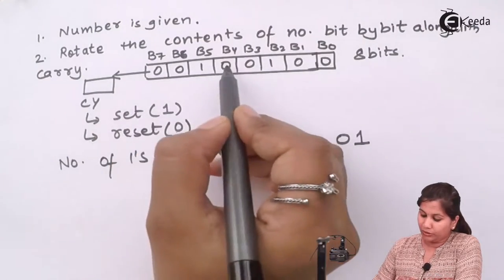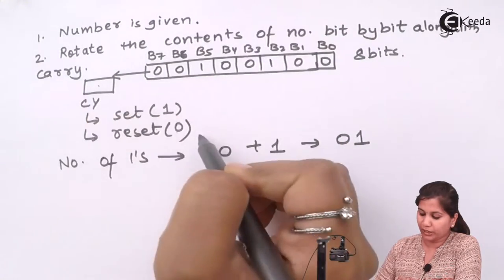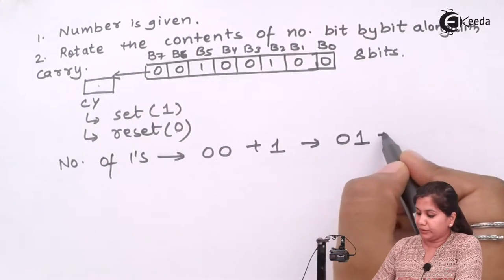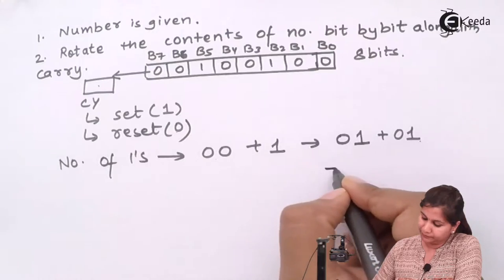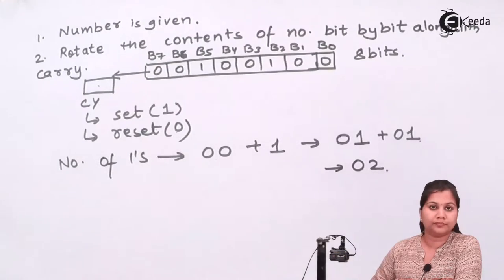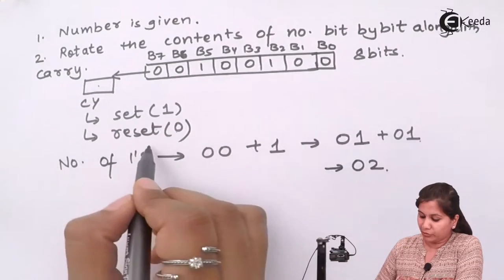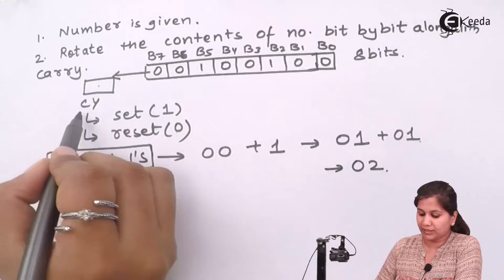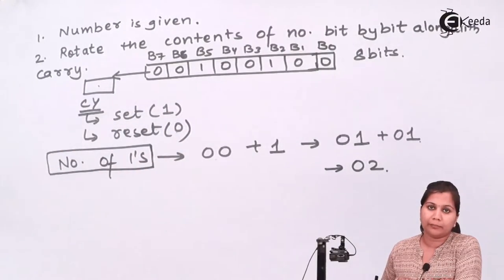Now next bit will be shifted, no carry generated. Next bit, no carry generated. Next bit, carry is generated. Again it will be incremented by 1. So now it will become 02. So in this way we will be able to find out how many 1s are present in the number by checking the carry flag and rotating the contents of the number bit by bit.